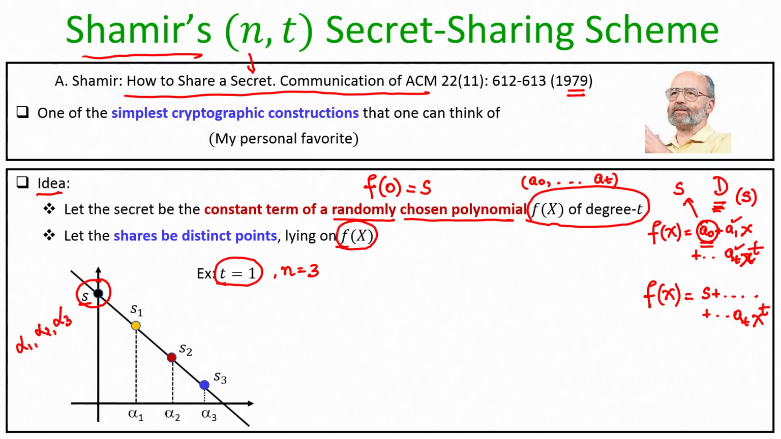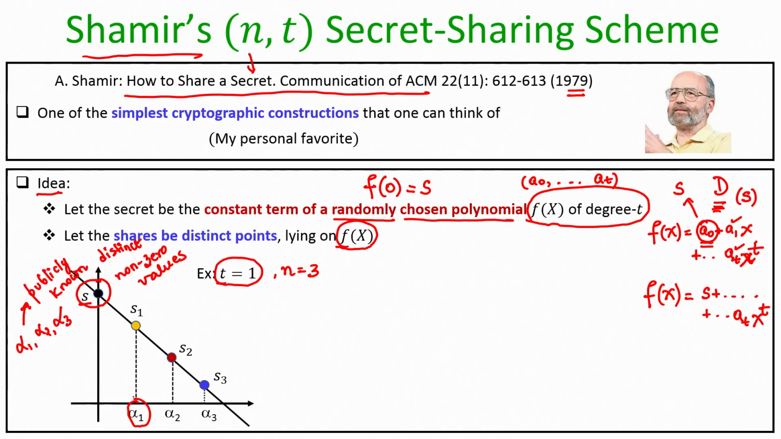For computing 3 shares for the 3 shareholders, we assume here that alpha 1, alpha 2 and alpha 3 are some publicly known distinct non-zero values, and the share for the first shareholder is nothing but the value of this straight line at x equal to alpha 1.